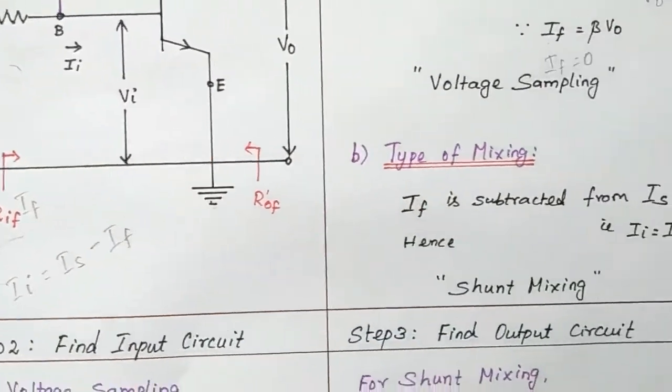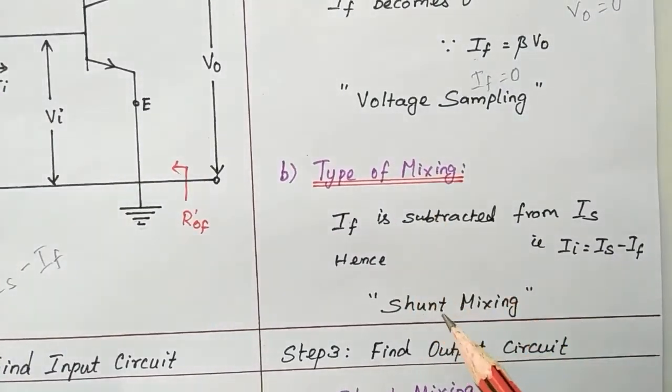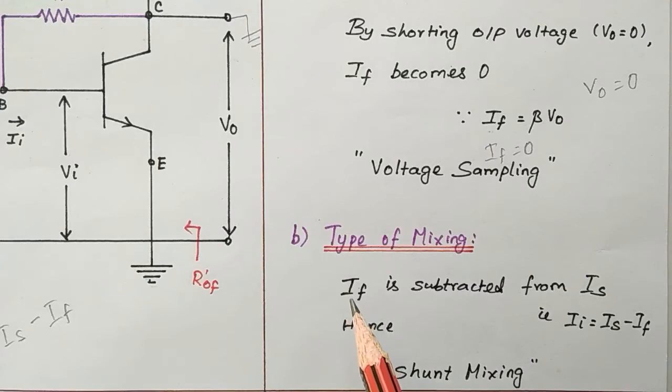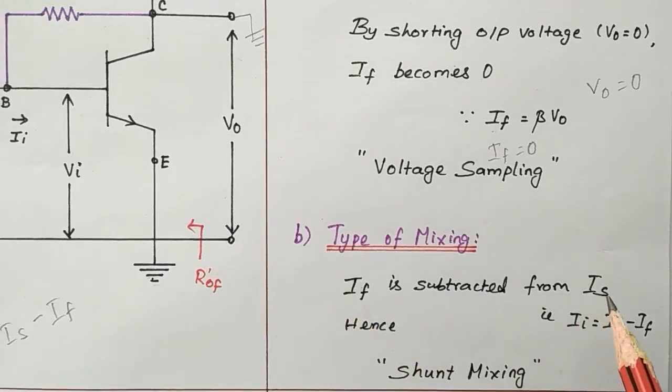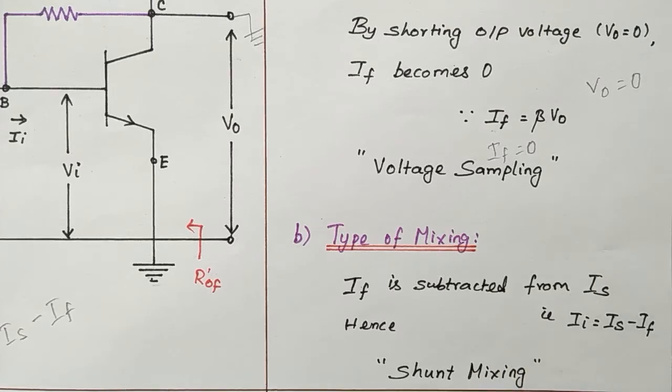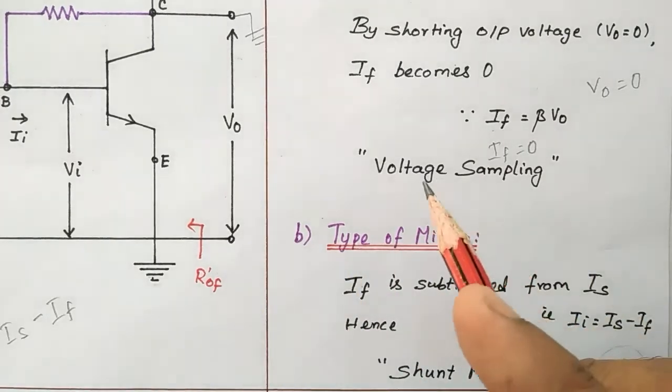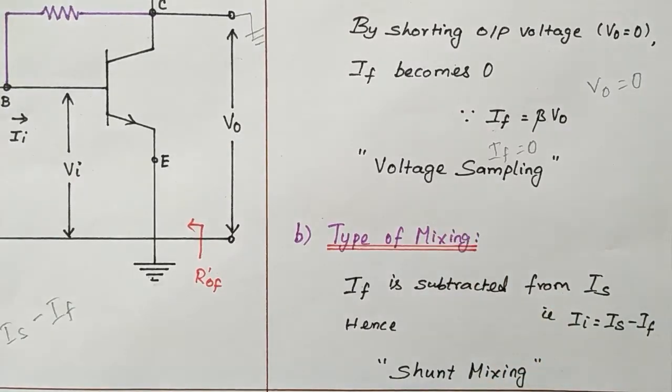From this, I can say the mixing is of type shunt mixing. The feedback current is IF, so the feedback signal is a current signal, and that is subtracted from the source current signal. Hence, I can say input current is nothing but the difference of IS and IF. Hence, it is a shunt mixing type. From this, we can come to the conclusion that the circuit belongs to voltage shunt feedback amplifier.